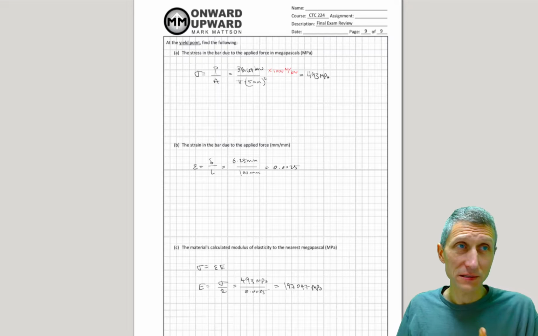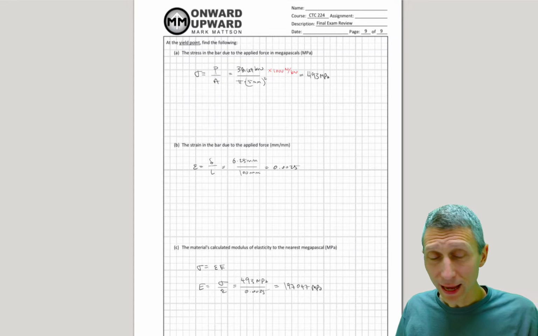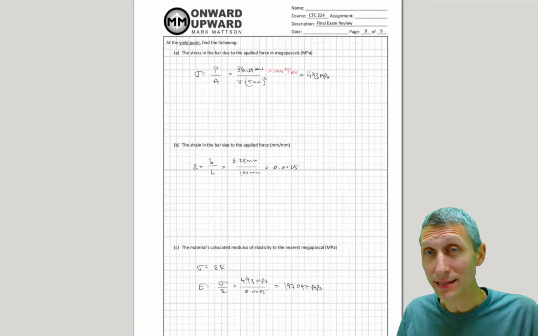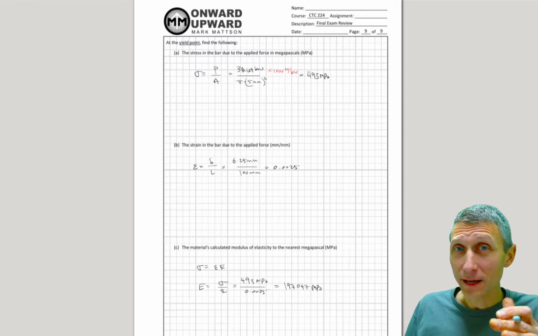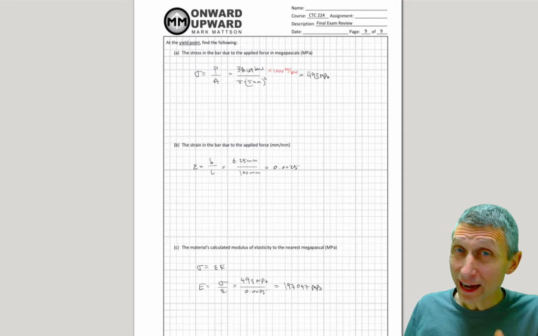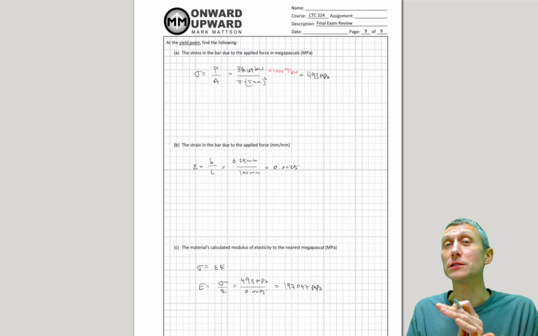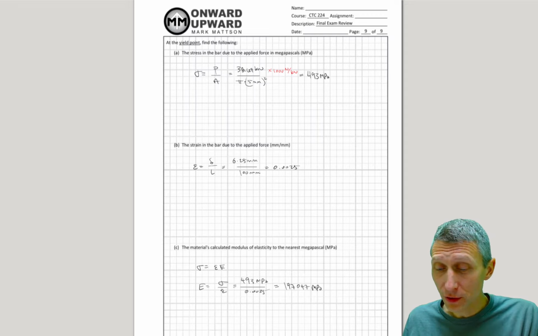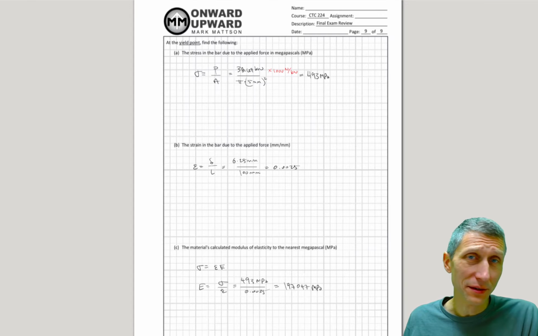We ended on a relatively short problem here, but there's a lot that's going on in this test, right? I spent a lot of time with beam reactions, with moment diagrams, with centroid and moment of inertia, and with stress. So those components are definitely going to be there. There's going to be truss problems, okay? There's going to be some sort of axial deformation problem, right?